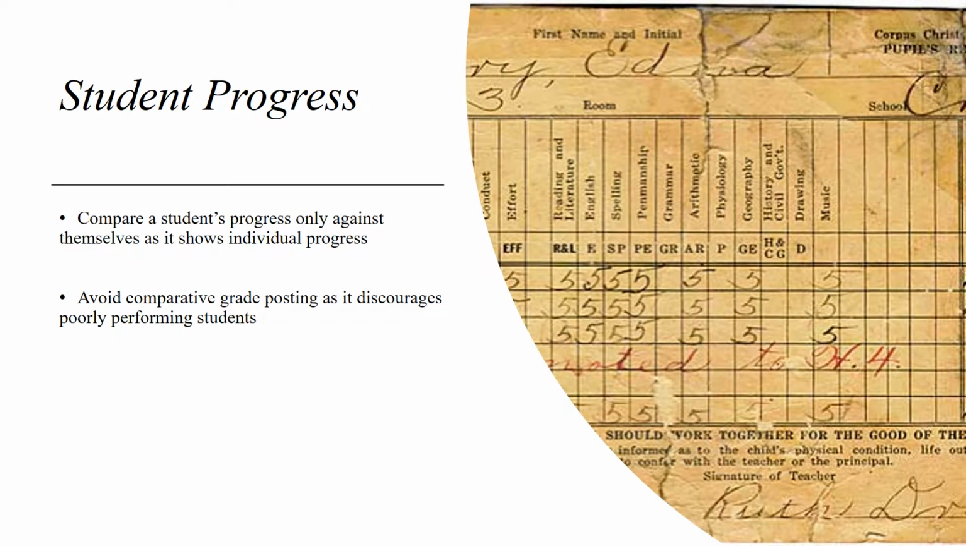In tracking student progress, it is important that we remember to compare a student's progress only against themselves, and this is done to show individual progress. We should avoid comparative grade posting as it discourages poorly performing students. We want to encourage students by showing them the progress that they have made, not to discourage them by showing the progress that others have made.